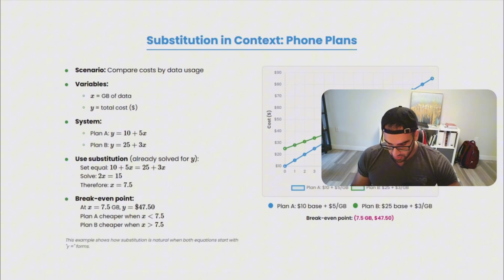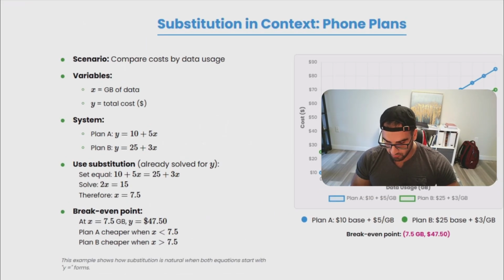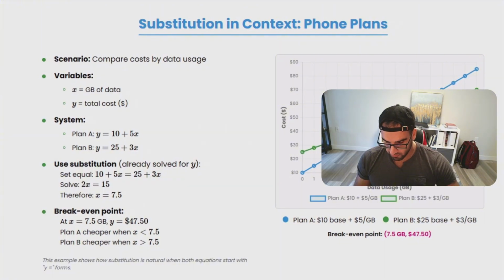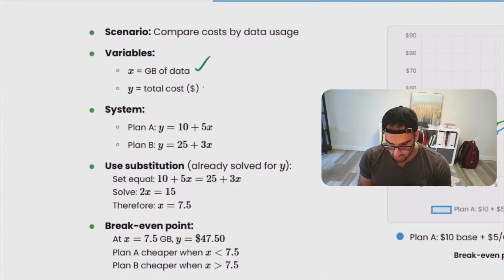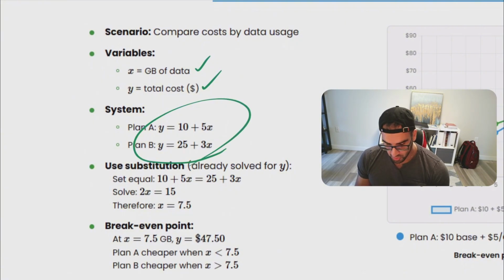So let's talk about the real world. If you remember, in the previous slides we were talking about phone bills and phone plans. I told you to find that specific point, where x is the gigabytes that I'm using and y is the total cost, and I have these two plans. My first plan starts with $10 beforehand, and after that I have to pay $5 for each gigabyte, and my second plan is $25 at the beginning, and I have to pay $3 per gigabyte used.